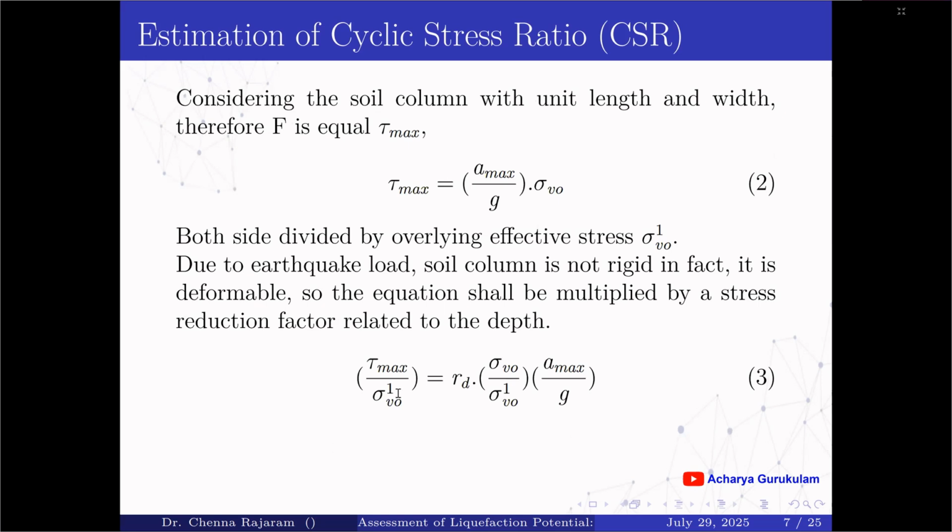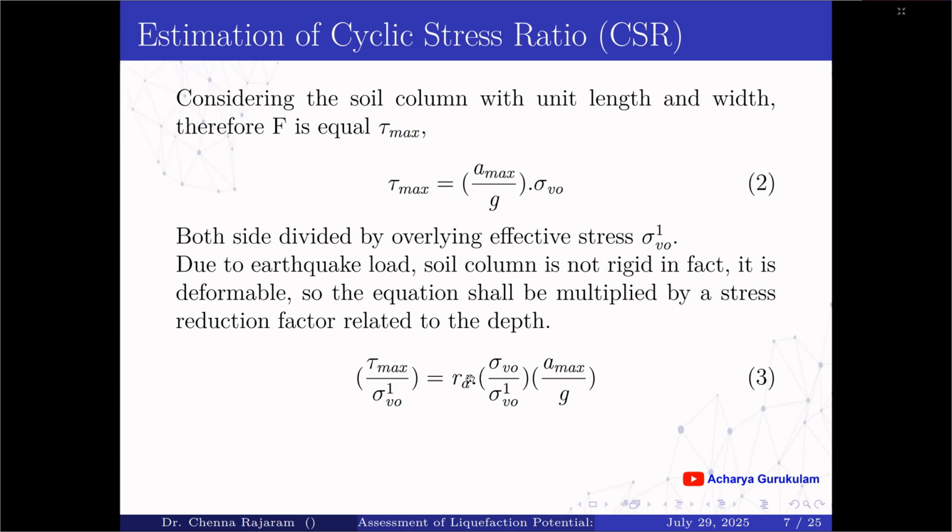Considering the soil column with unit length and width, F is equal to tau max. Tau max is equal to Amax by G into sigma V naught. On both sides, we divide by the effective stress, that is sigma V naught prime. Then the equation becomes tau max divided by sigma V naught prime is equal to sigma V naught divided by sigma V naught prime, multiplied by Amax by G. And this RD represents the stress reduction factor.